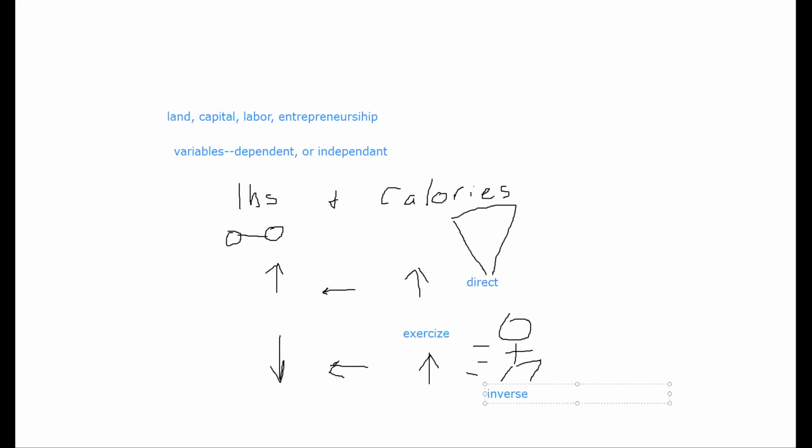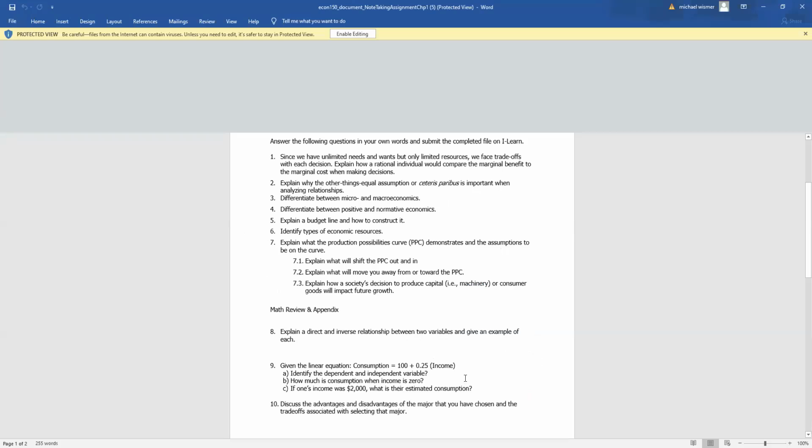How much consumption do you have if the income is zero? So all we're going to do here is we're just going to put zero in this little equation. And so I'm going to put zero here. And so zero income. So I have 100 plus 0.25 times zero. That equals, my consumption is equal to 100.